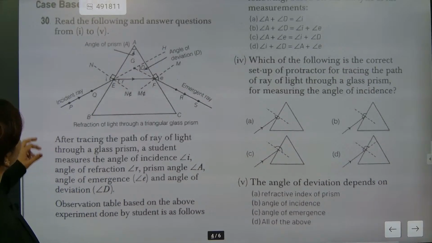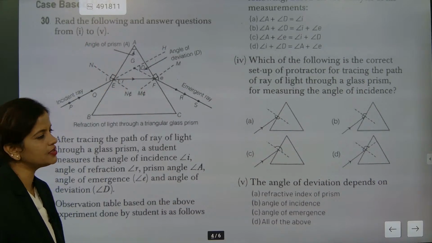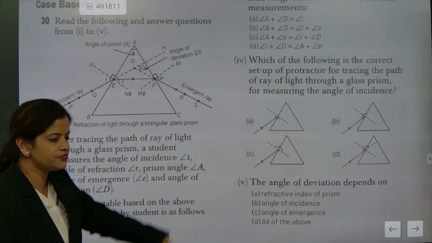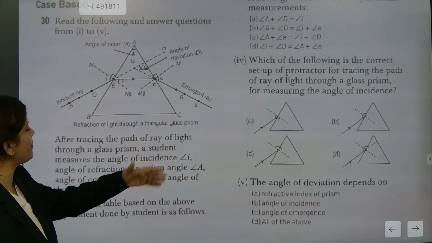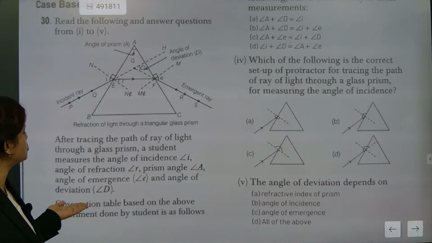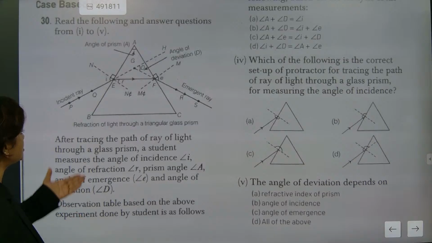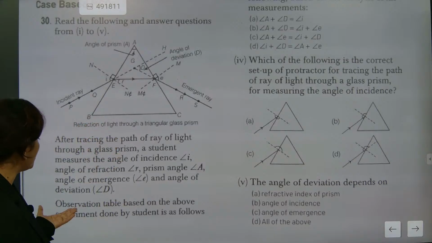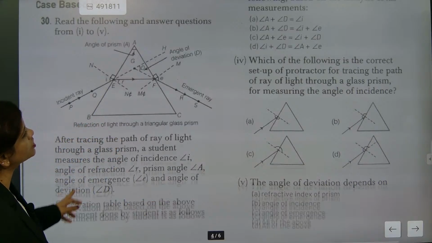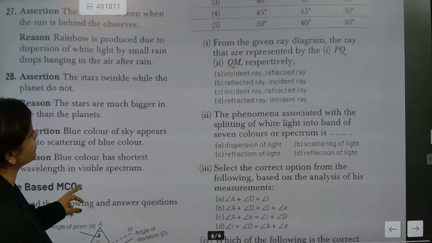Here we will check, and you have to answer questions 1 to 5. Already we know all this big picture. After tracing the path of the light ray, the story, everybody knows these. We have already done this part. Observe the table. Now we have to start answering the question.